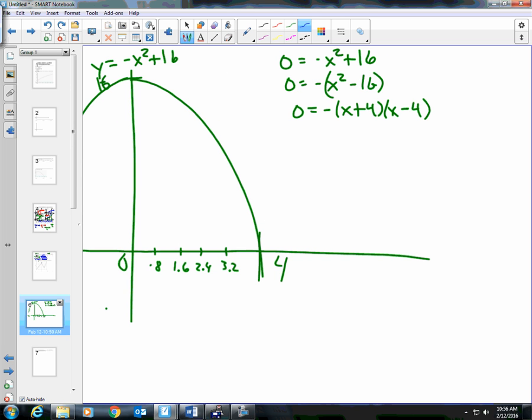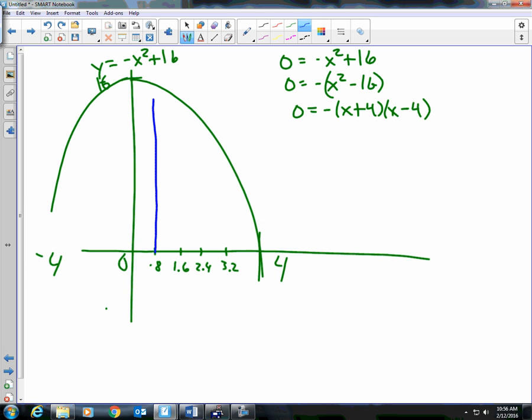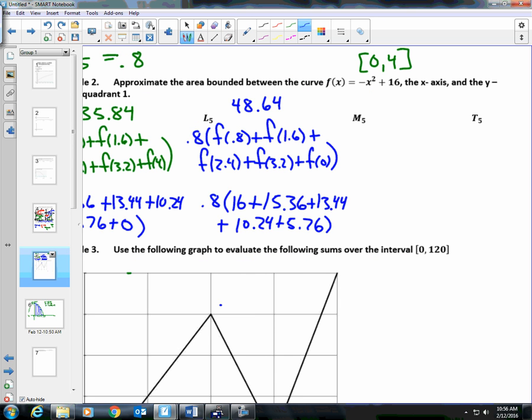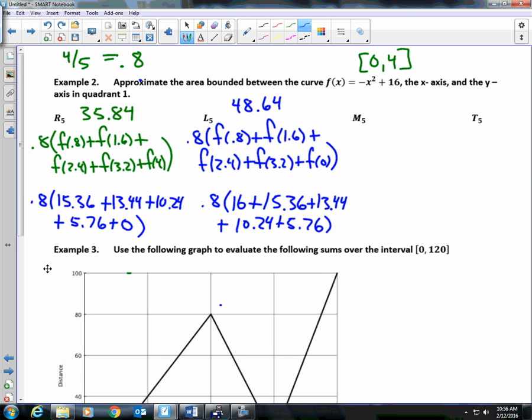Consider the drawing. Is the right-hand sum an underestimate or an overestimate? This time the right hand is an underestimate. The left hand would be an overestimate. So let's do the one we can do really quickly, that's to find the trapezoidal sum. How do you find the trapezoidal sum? 35.84 plus 48.64 divided by 2.